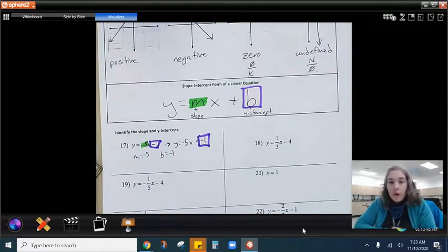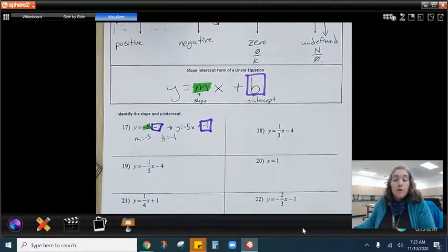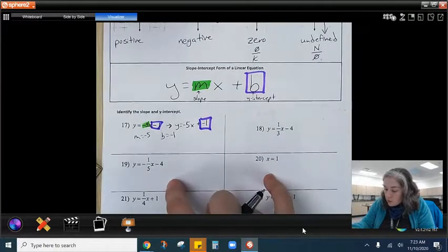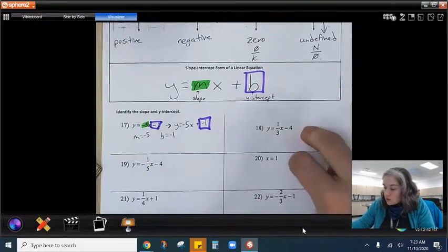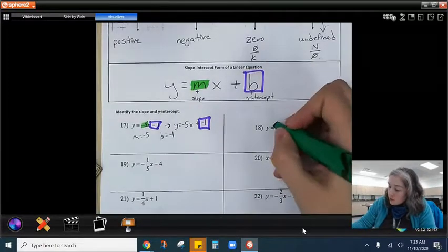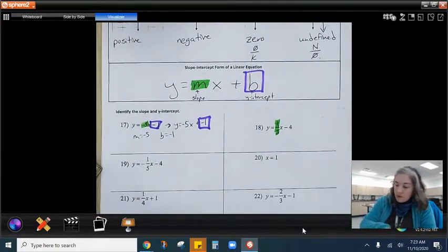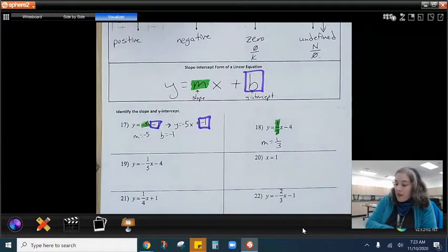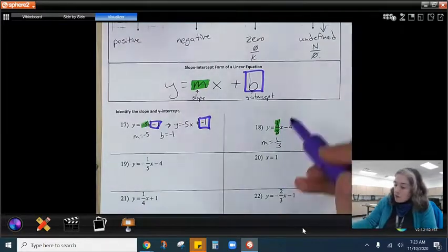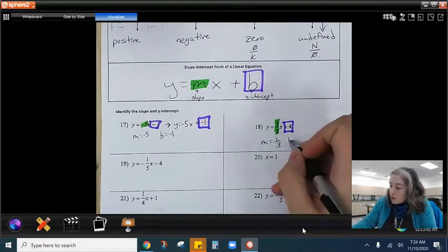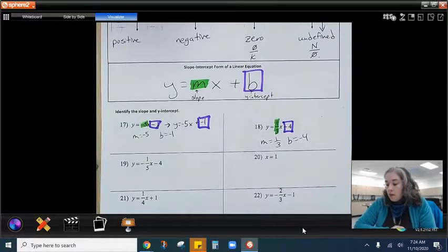All right? So we're going to go through and just pick out our slope and y-intercept for these. Let's do these two together. So our slope, who's hanging out with the x? 1/3 is. So that is our slope. M equals 1/3. And then, who is our y-intercept? Who's being added? Well, we're adding a -4. So that is our y-intercept.